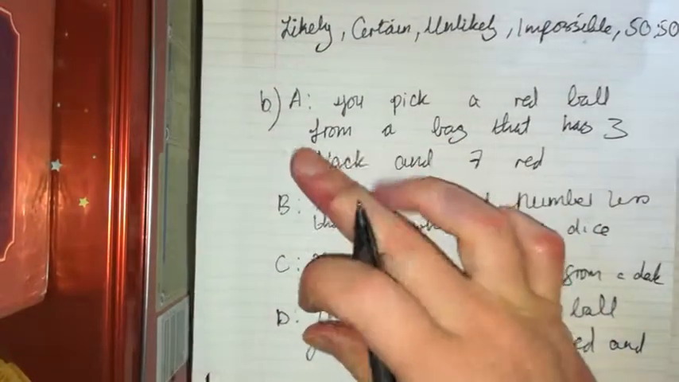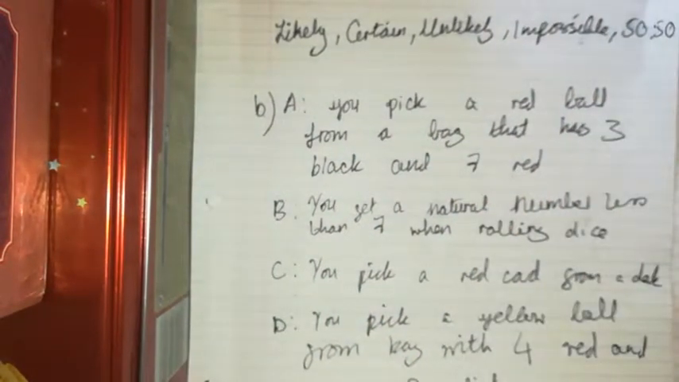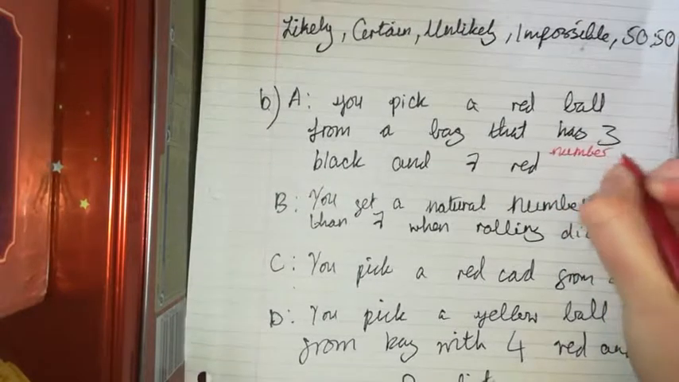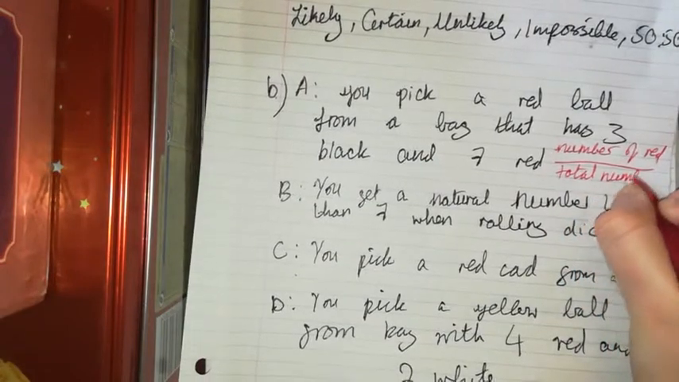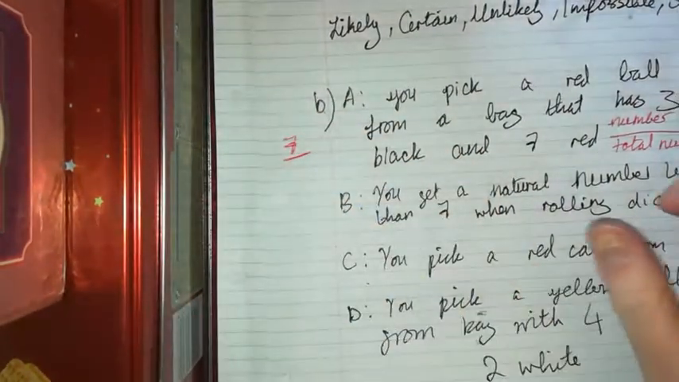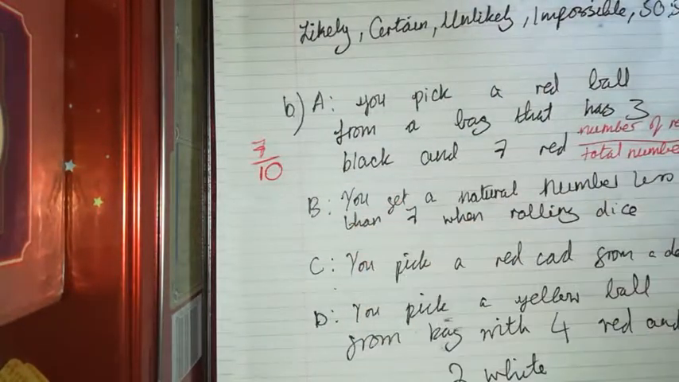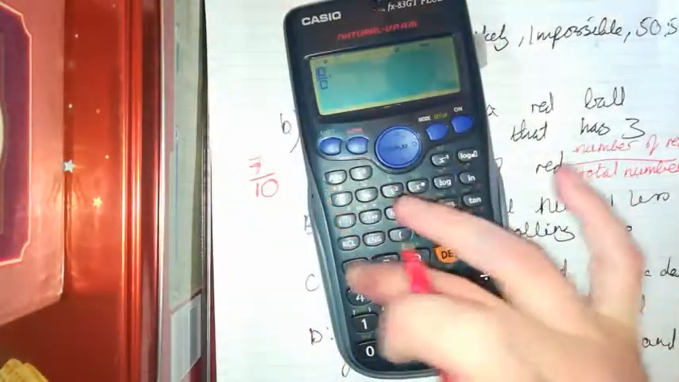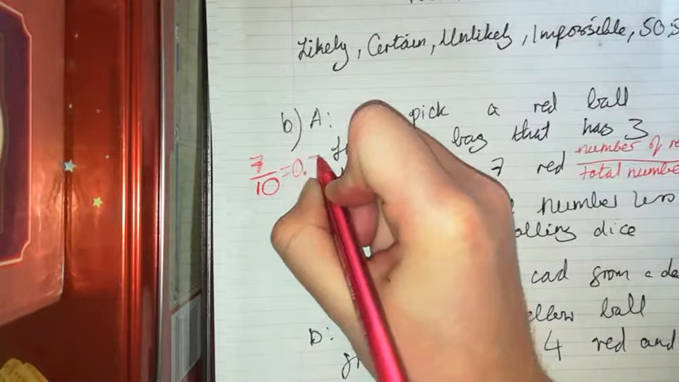For A, you pick a red ball from a bag that has 3 black and 7 red. The probability that I pick a red ball is equal to the number of red over the total number of balls. There's 7 red, and the total number is 7 plus 3, because there's 7 red and 3 black. So it's 7 over 10. As a decimal, 7 over 10 is 0.7. So the probability of this one is 0.7.